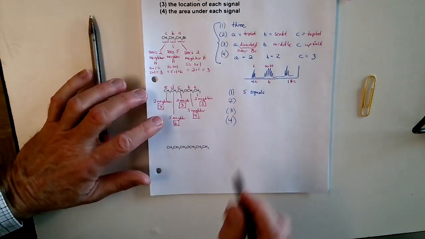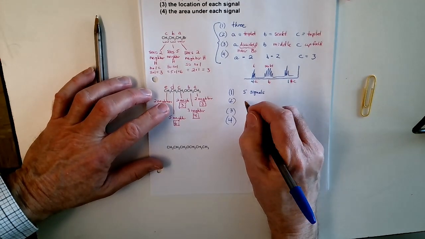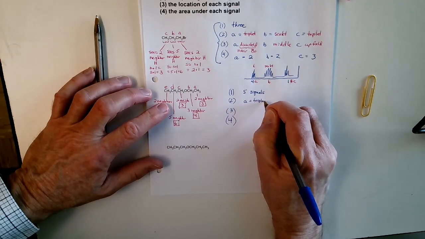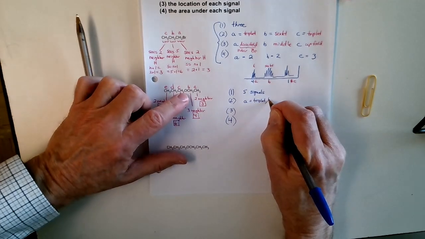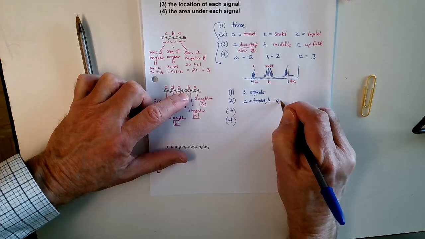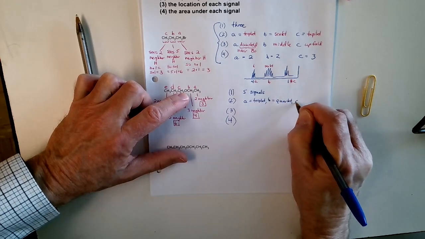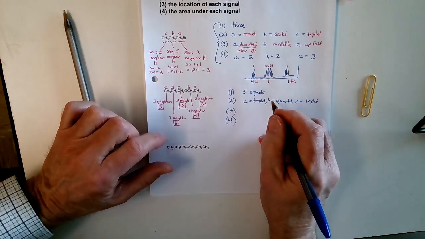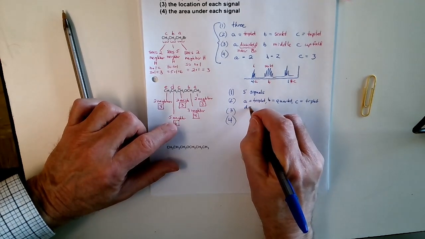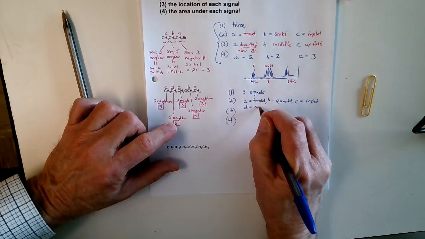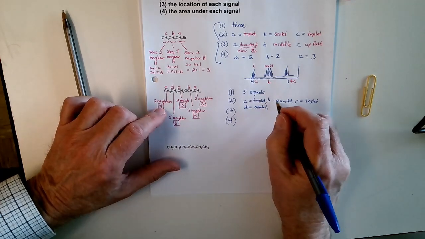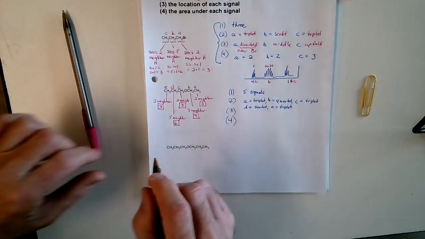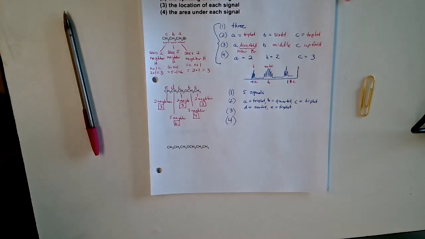Okay, and this is the last time I'll list it all out. A is a triplet. B is a quartet. C, triplet. And almost done. D is a sextet. And E is a triplet. If you can count hydrogens and add one, you can do this.